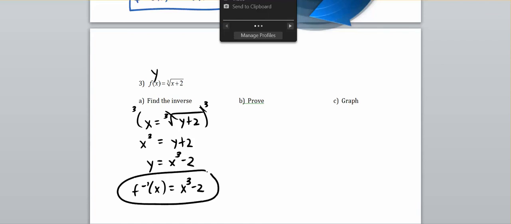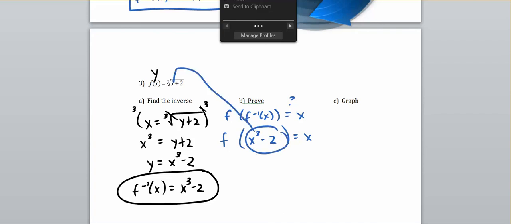So there's my inverse. To prove it, we're going to do f of f inverse of x and see if that really is x. And if it is, then I've proved that those two things are inverses. The way you start again is plug in what you just got for your inverse. I'm saying instead of my inverse, I'm doing x cubed minus 2. All right. I'm going to take that, and wherever I saw an x in my original function, instead of a plain old x, I'm going to put x cubed minus 2.